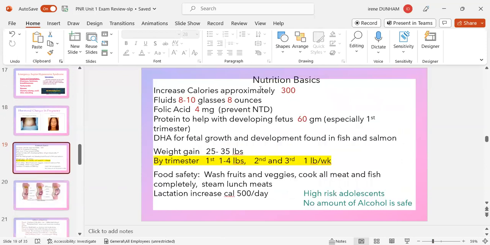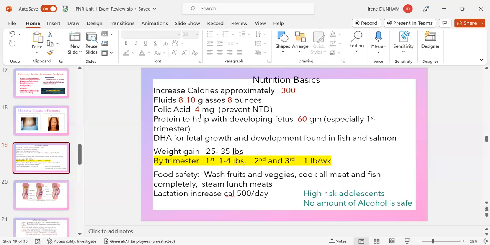All right, now let's get into nutrition, because I know you may have a question about nutrition. We want to increase calories by how many? 300 calories. Here are your fluids. Remember I talked about this already? 8 to 10 glasses of an 8-ounce glass. It doesn't mean a little shot glass or anything. It's a big glass, 8 ounces, 8 to 10. You think, oh, that's not too bad, but it is, because you're already going to the bathroom all day, and then I'm telling you to drink all this fluid. I don't think you'll be too happy about drinking all that fluid.